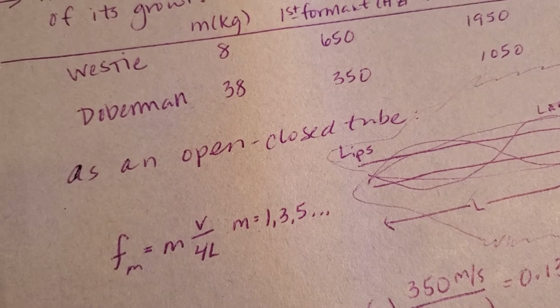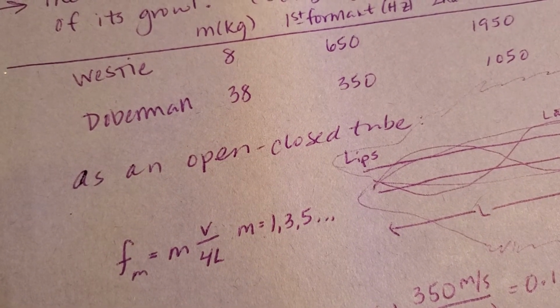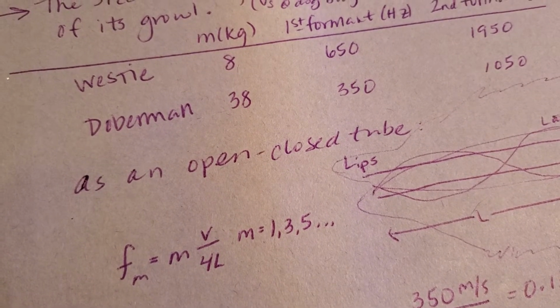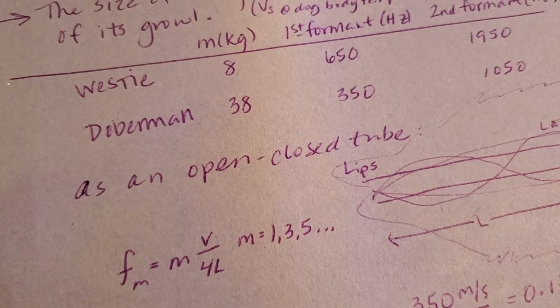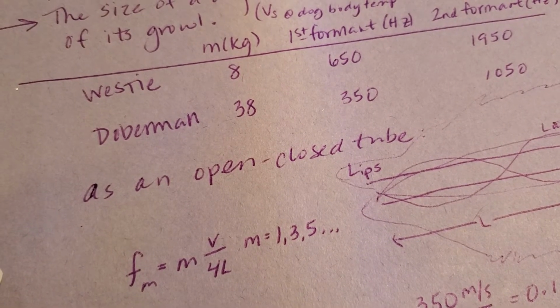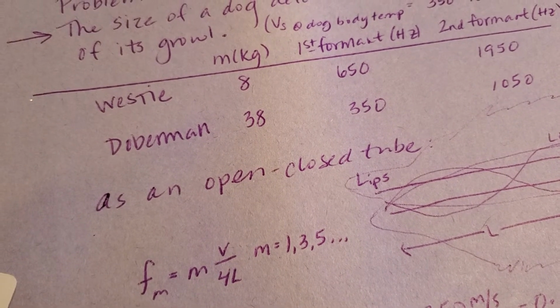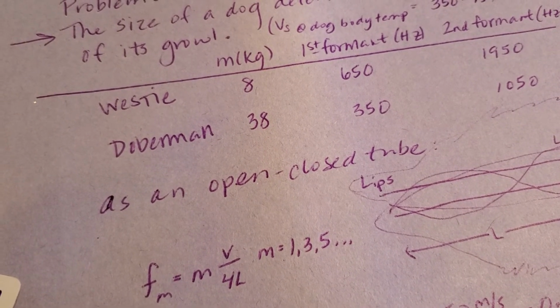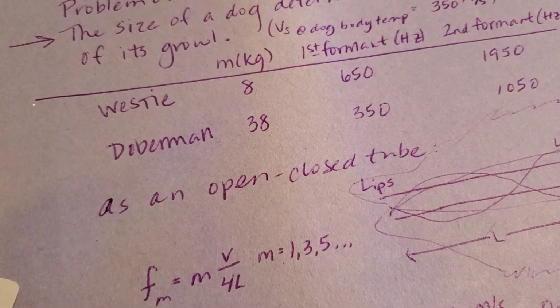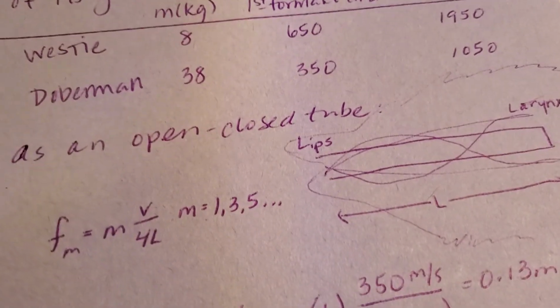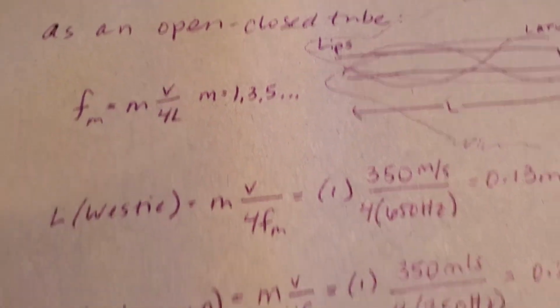So the frequency of the formant is determined by the length of the vocal tract. And the vocal tract length is a pretty good measure of the size of a dog. A larger dog has a longer vocal tract and a corresponding lower frequency formant, which sends an important auditory message to the other dogs. All right, so let's do one for each.